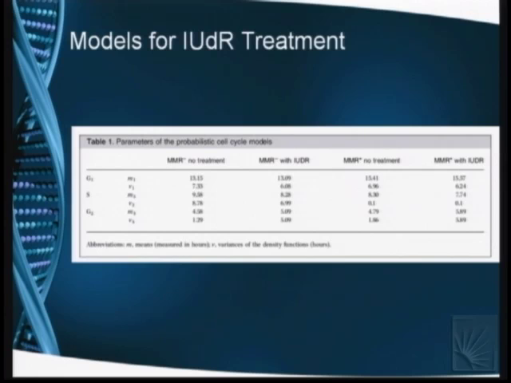And this work was actually published in Cancer Research if you're interested in reading it. And these were the parameters that we got for those 4 cell cycle models. And when you compare the parameters, you can actually see the dynamical changes in these cell cycle profiles of these proficient and deficient cells.